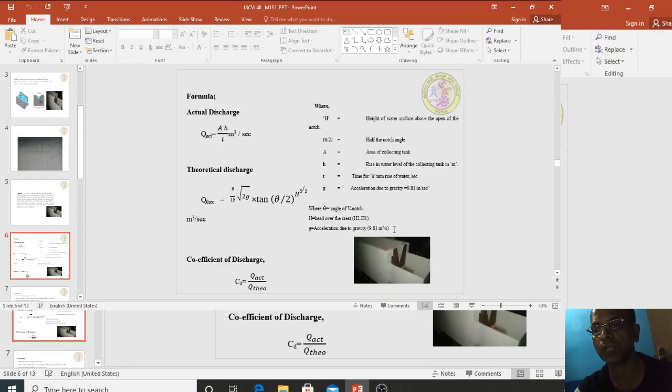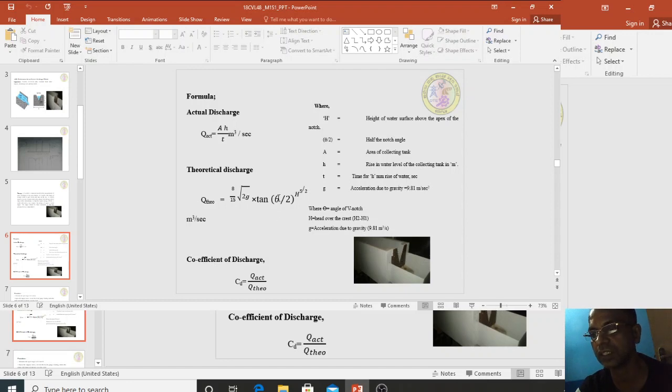The formula used to calculate the coefficient of discharge is CD equal to Q actual divided by Q theoretical. Q actual is equal to A into H divided by T, where A is the area of the collecting tank, and H is the rise of water level in the tank, that is, the piezometric rise, for a time interval T in seconds. Theoretical discharge is given by the formula 8 by 15 root 2g tan theta by 2 into h to the power of 5 by 2, where g is the acceleration due to gravity, 9.81 meters per second square, and theta is the vertex angle.